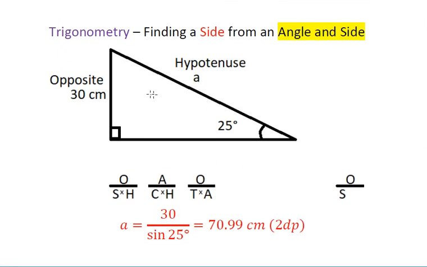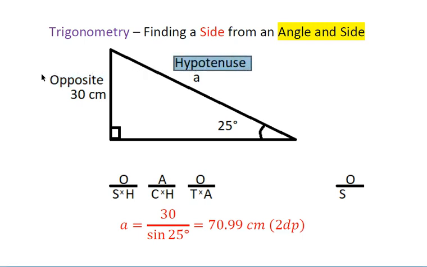Alright, so we're starting with this triangle here. It has a given side of 30 centimeters and a given angle of 25 degrees, and we're trying to find this unknown side here, this long side, which is called A. We're labeling that A. Now what you do first of all is put in the labels of opposite and hypotenuse here. Now I'll just explain how you do this.